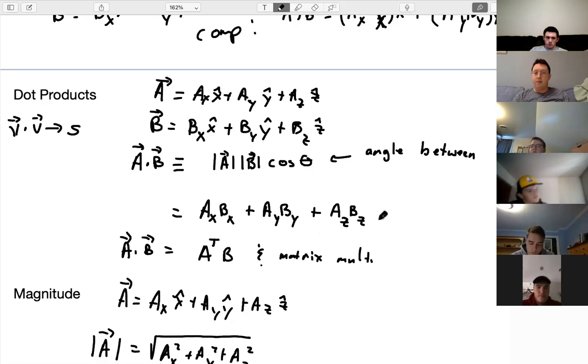Okay. Give me a thumbs up if you remember doing this with some vectors. Not too much. Some people do.